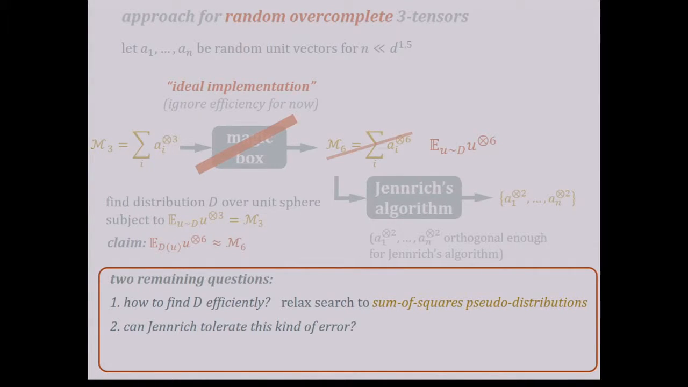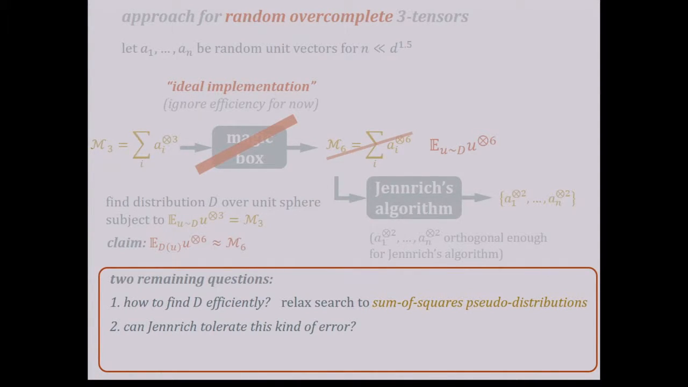So it turns out to be a principled way of dealing with the first question. It turns out that instead of optimizing over all distributions, we can optimize over a more general set of objects called pseudo distributions, and this comes from the sum of squares framework. Okay, so that deals to some extent with the first question.